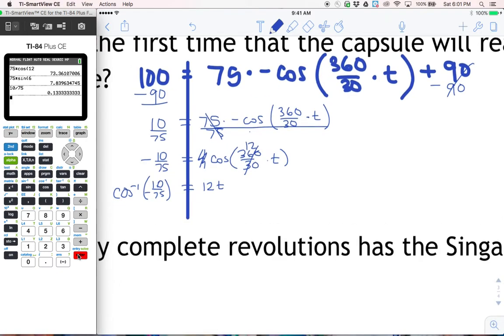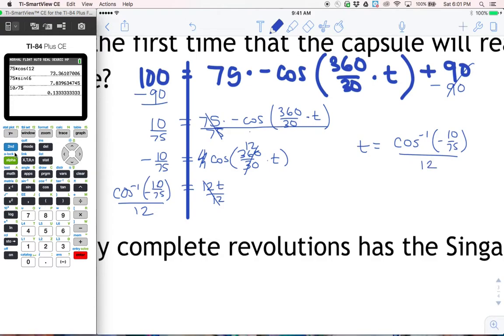And this is pretty great because my calculator can actually give me a number for that. But all we have to do to finish here is divide everything by 12. So now I've got t by itself, and it's equal to this kind of crazy looking thing, inverse cosine of negative 10 over 75 all over 12. So let's figure out what that is.